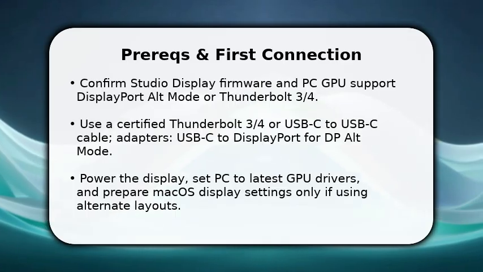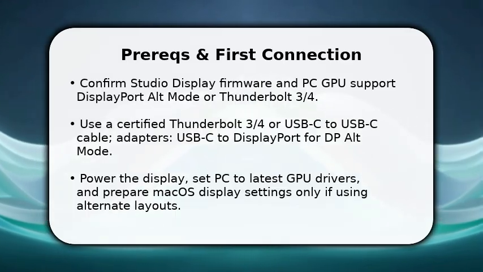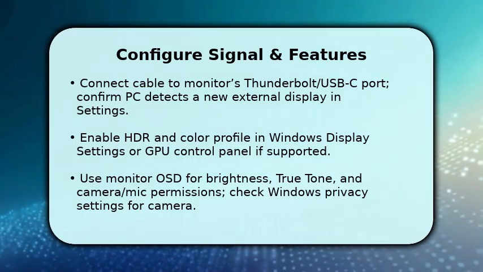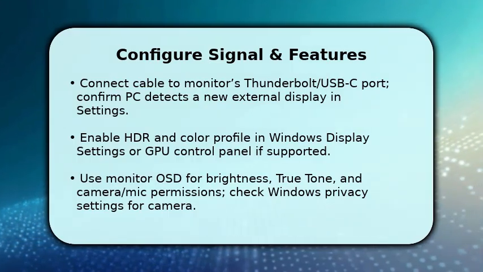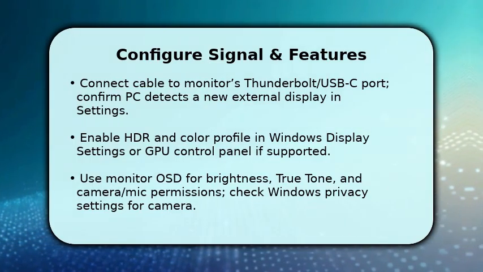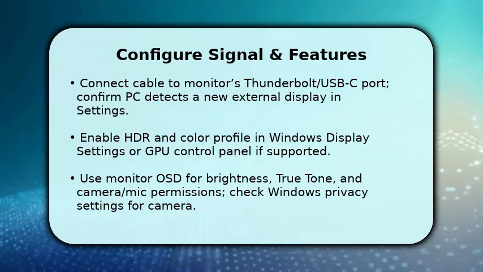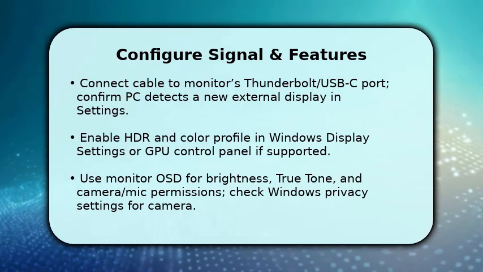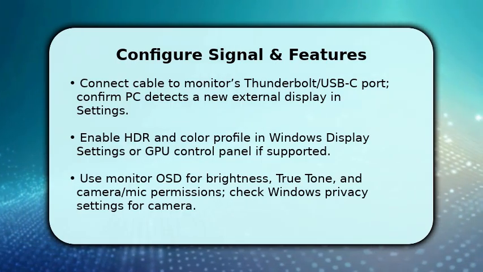With the physical link established, go to Windows Display Settings and identify the Studio Display. Arrange and scale it appropriately. If you have a Thunderbolt connection, enable full bandwidth in the Device Manager or BIOS if necessary, then set color depth and HDR in GPU control panels to get correct colors.